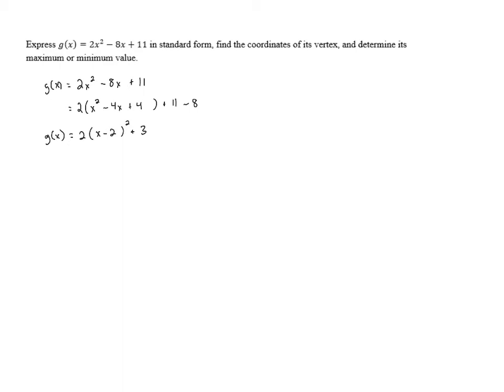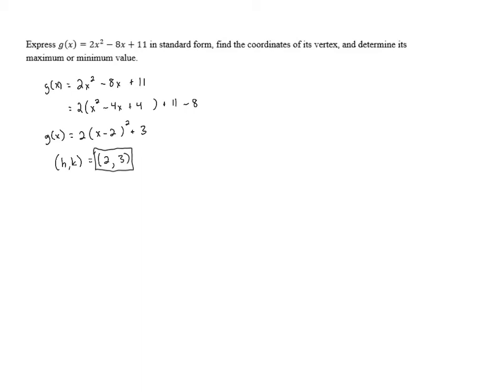Now that we've got it in standard form, we can see what the vertex is going to be. Remember that the x-coordinate of the vertex, h, is the number that's being subtracted from x inside the parentheses. In this case, that's 2. And the y-coordinate of the vertex, k, is just the constant term. In this case, that is 3. And so our vertex is the point 2, 3.